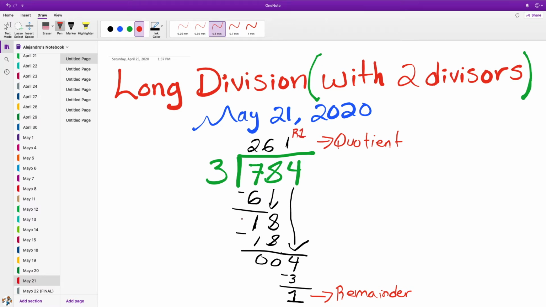Okay. And what do you call the number outside the house? We call this the divisor. Today we have two-digit divisors on the outside, not just one digit, but two digits. And what do we call the number inside the house? We call it the dividend. Okay, so this is a quick review of the things that we did in the classroom. Okay, so let's go ahead and get started.